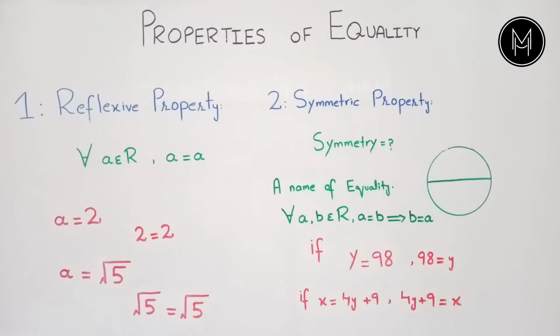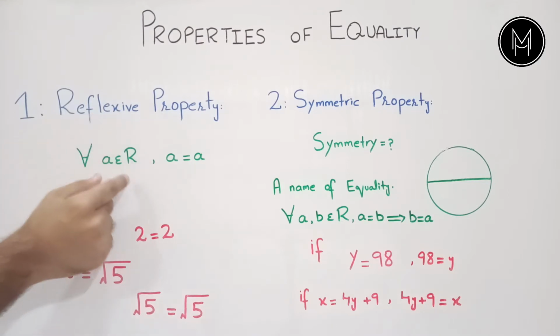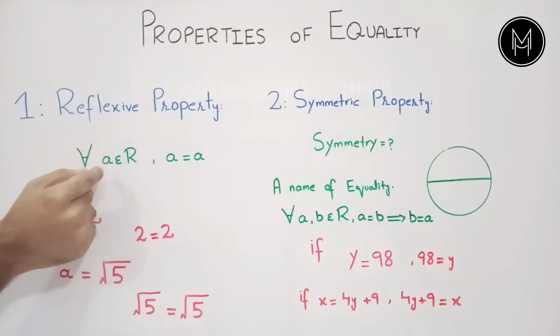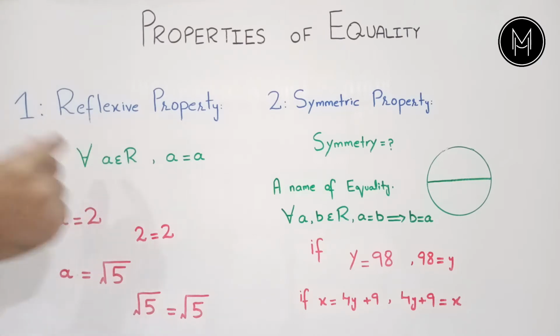So for real numbers, this property says that we have a real number a. In the set of real numbers, only a can be equal to a. There is no other number that can be equal to a.